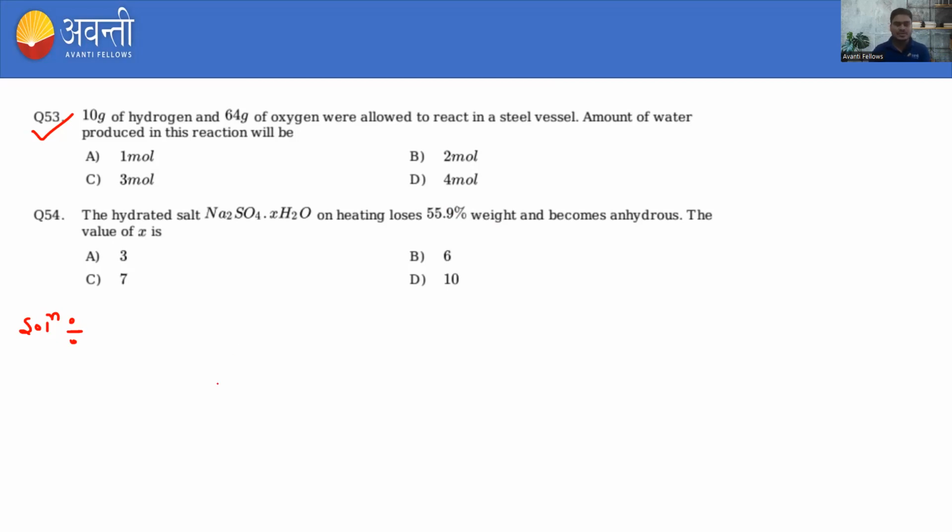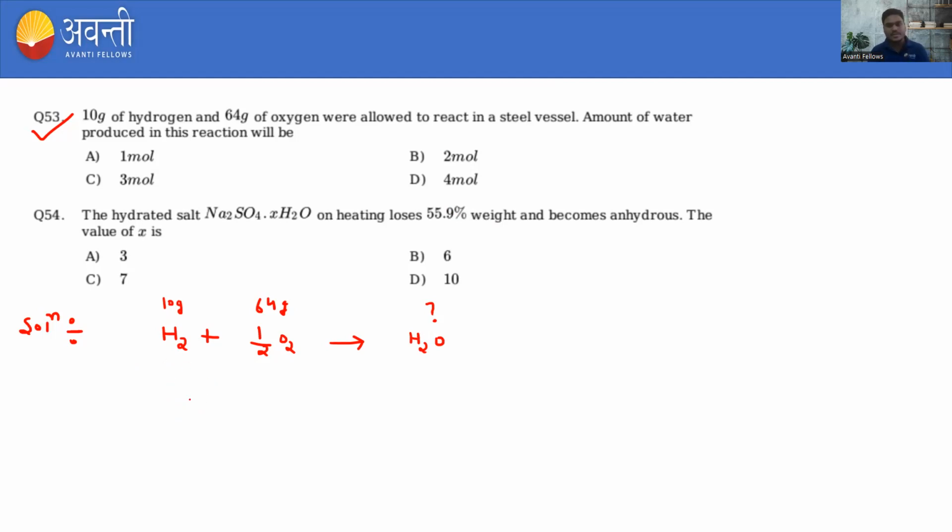So in this, there are 10 gram of hydrogen and 64 gram of oxygen. We know that the normal reaction for the production of water is H2 plus half O2, and this gives us H2O. This is how you write the reaction. For this, we can easily calculate the value in terms of gram as well. So in this question, they give 10 gram of H2 and 64 gram of oxygen, and they react to produce how much water. This is what they are asking.